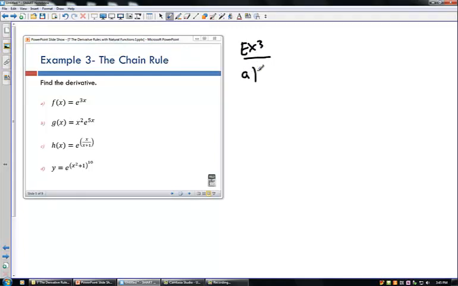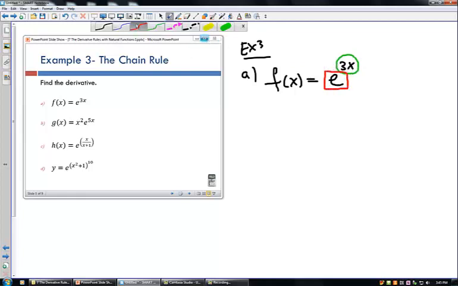Okay, part A. We have f of x equal to e to the 3x. Now, when we use the chain rule, you have to see inside versus outside function. So look at this and try to think, which one is the inside function? All right, so it turns out that 3x is the inside function, whereas e is the outside function. So maybe we should just review for 1 minute this idea of inside and outside.